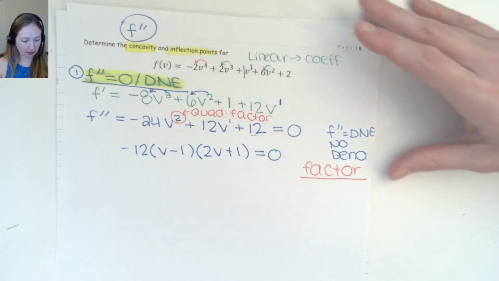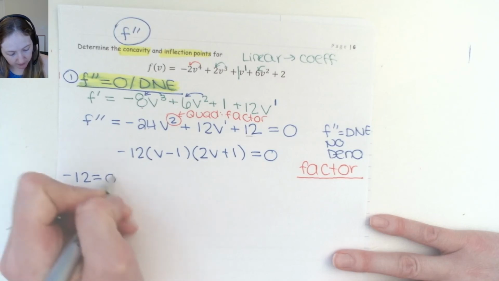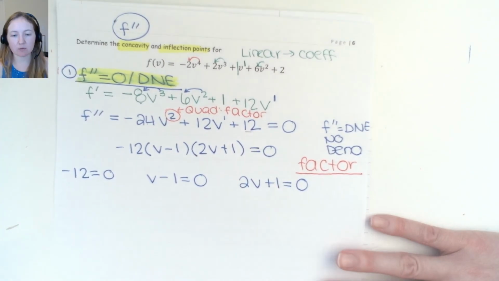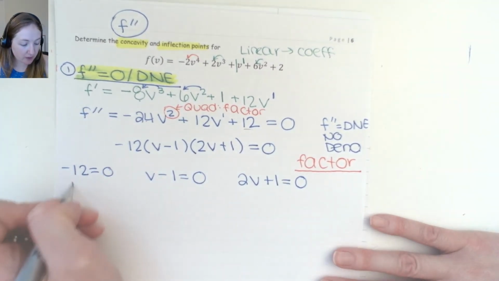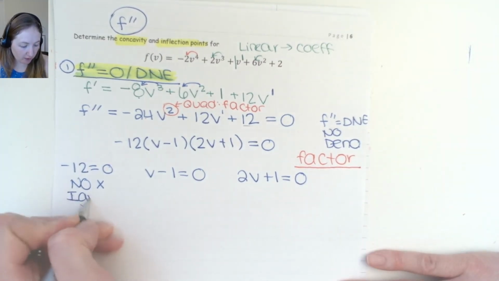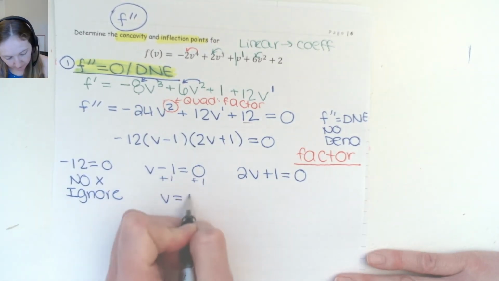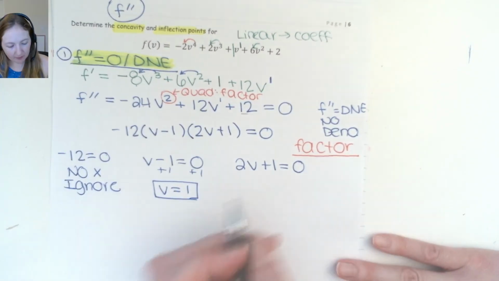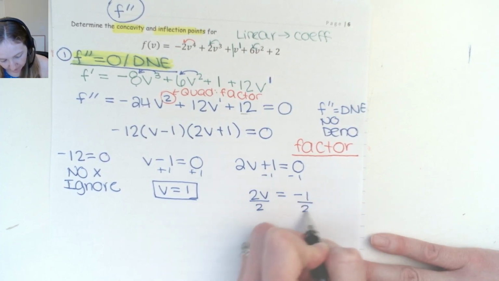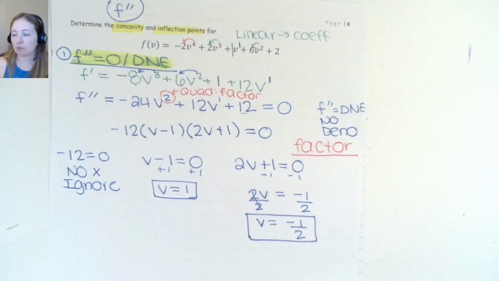And now that it's factored, I set each of those factors equal to 0. So I set my negative 12 equal to 0, my v minus 1 equal to 0, and my 2v plus 1 equal to 0. Now, the negative 12 equal to 0, there's no variable to solve for, so we ignore it. V minus 1, add 1 to both sides, get v is equal to 1. And then the 2v plus 1, subtract 1 from both sides, and then divide by 2. And so those numbers will then go on our number line.